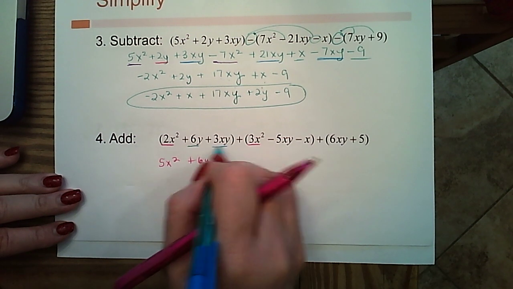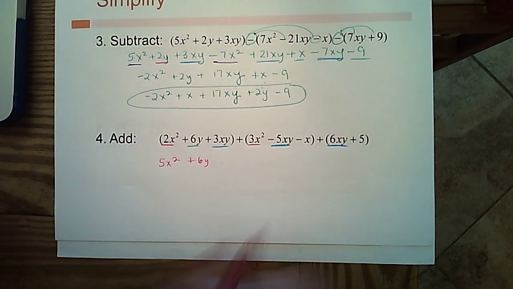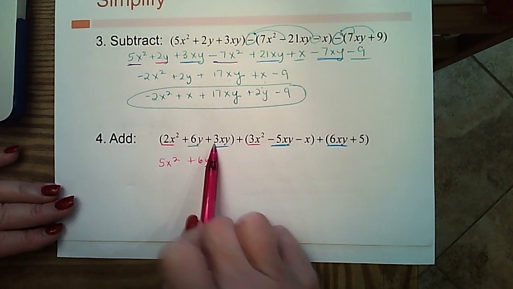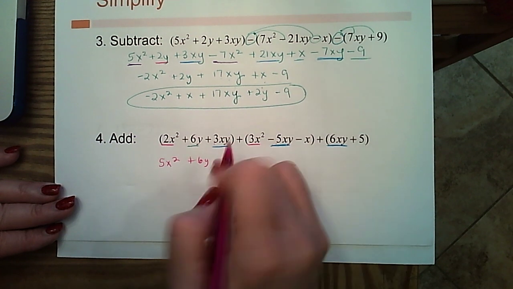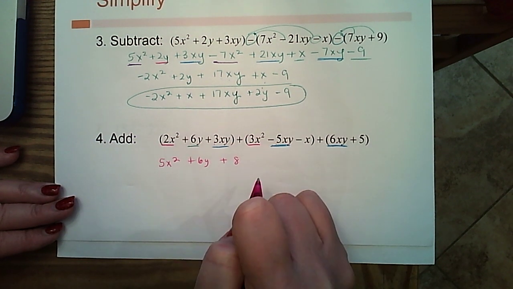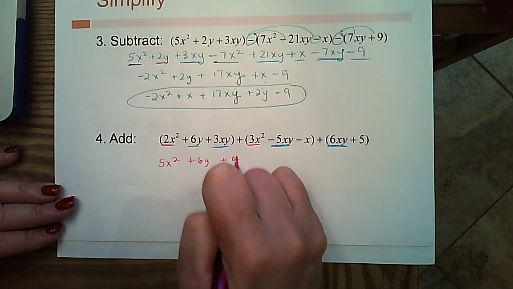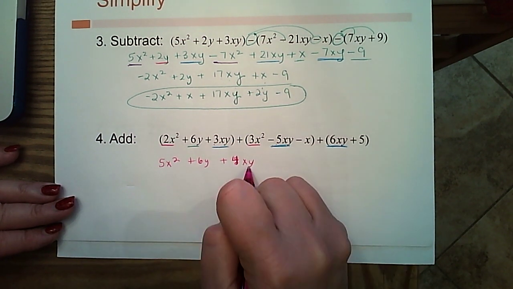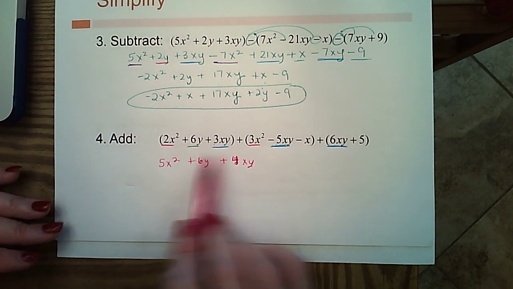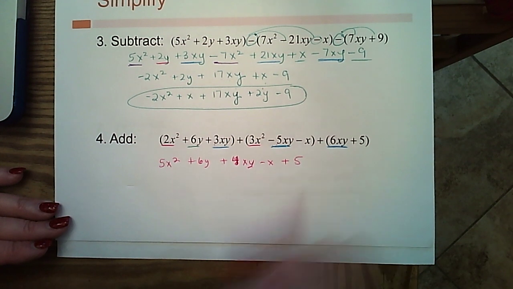I have 3xy minus 5xy plus 6xy. So 3 minus 5 is negative 2. Negative 2 plus 6 is, I'm sorry, not 8, it is 4. Sorry, it is 4. 4xy, because it's negative 2 plus 6, so it's 4xy. And then I have my plain old x and my plain old 5.